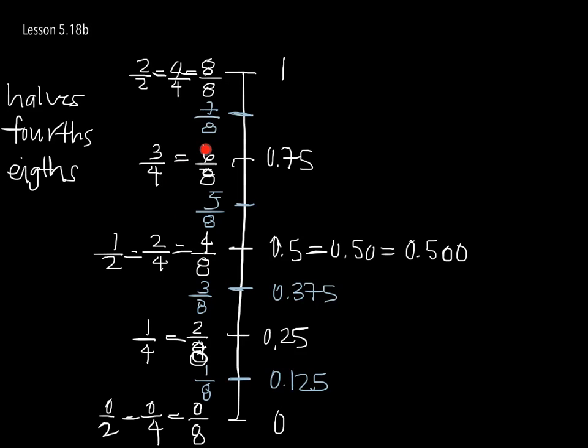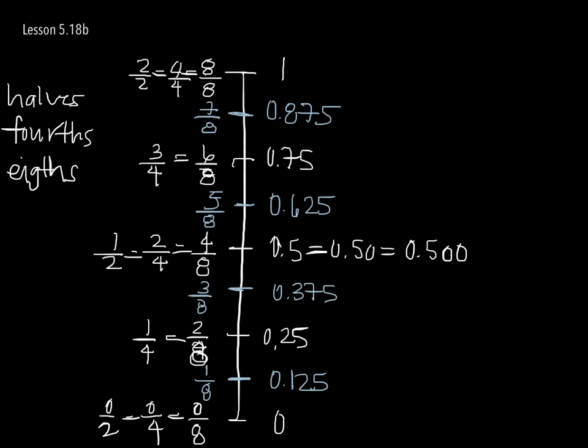Now let's continue going up. In between 4/8 and 6/8 we're going to have 5/8. Between 0.5 and 0.75 we're going to have 0.625. Continuing up our ladder, between 6/8 and 8/8 we're going to have 7/8, and between 0.75 and 1 we are going to have 0.875.